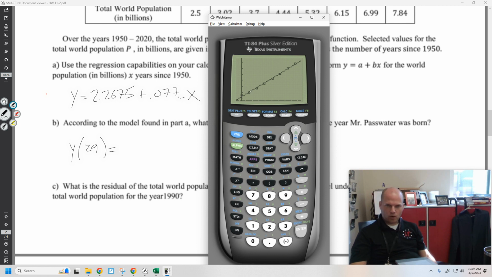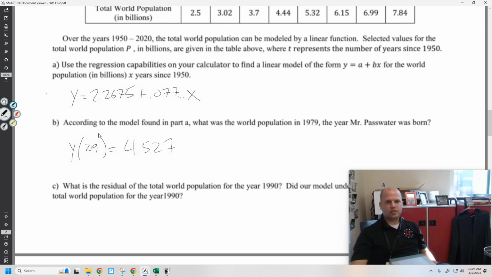Under approximation, over approximation, over approximation, over approximation. Yo, they're going to be very small residuals. They're going to be over and under, which means positive and negative, negative and positive residuals. If you want to go into trace, boom, 29. 4.527, 4.527, bam. This is the world population in billions.